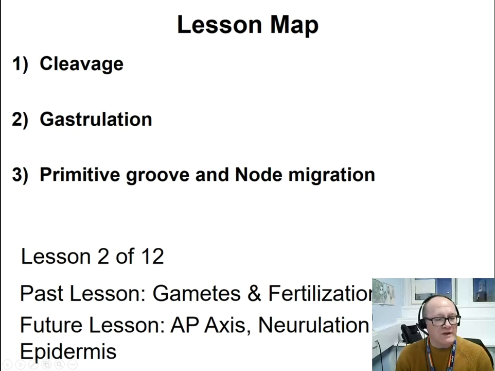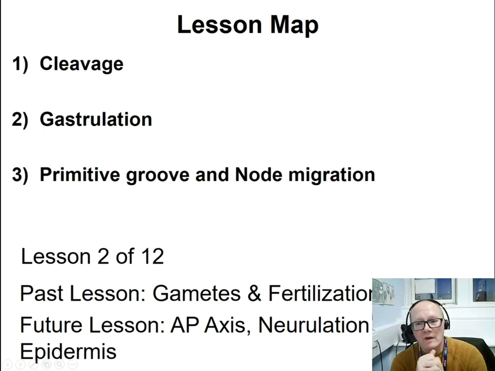So what are we talking about today? Today we are going to talk about cleavage, which means cell division. During cleavage, the cytoplasm of the first cell, the zygote, will be divided into many cells. Then we will talk about gastrulation, which is the movement of these cells to form the three embryonic layers: the external one, the ectoderm, the middle one, the mesoderm, and the internal one, the endoderm.